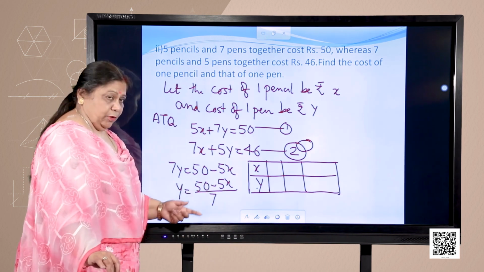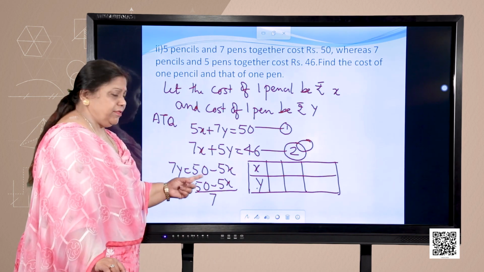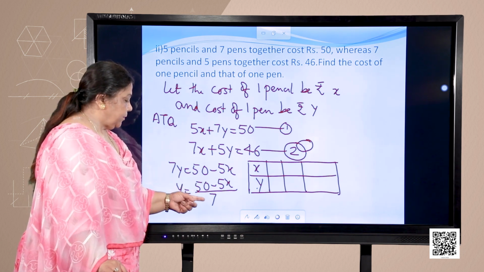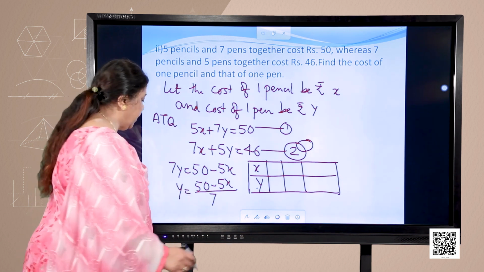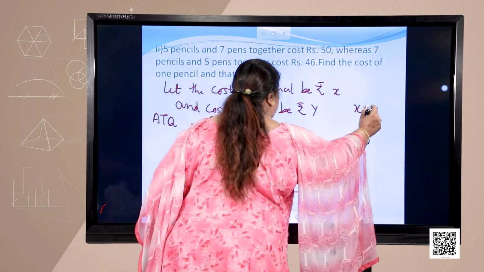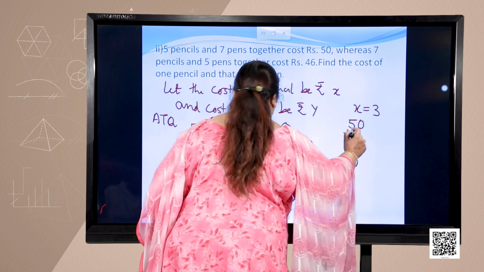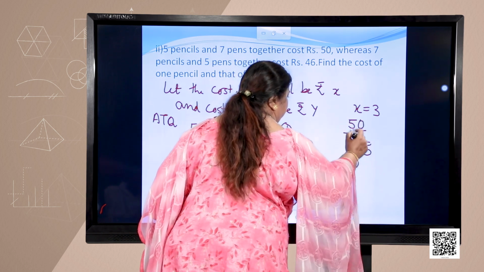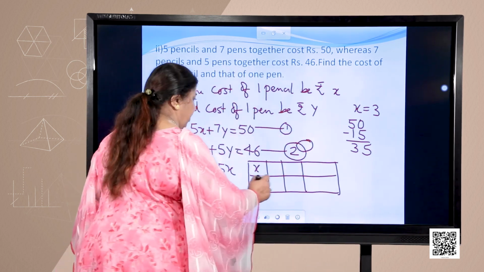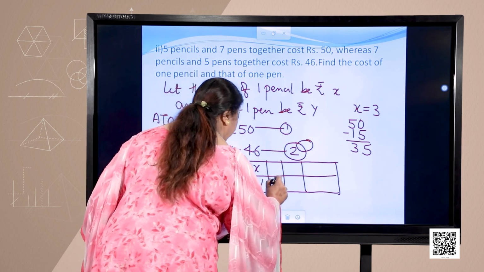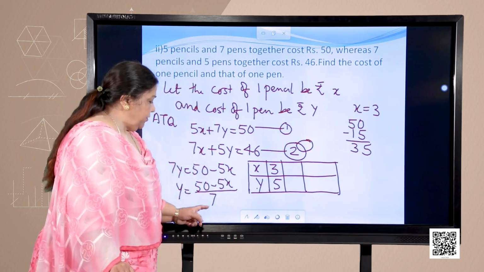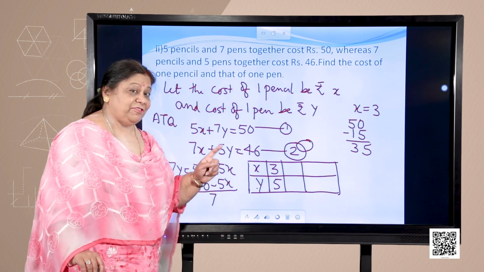Let us think of a value which gives me a multiple of 7. Just one value we have to think of so that we can get a real number. Let us see here. If I take x is equal to 3, 50 minus 15, it gives me 35. So 35 upon 7 is 5. Point is 3, 5.